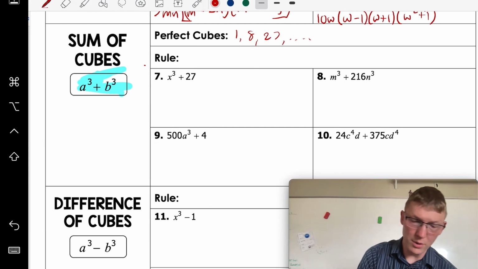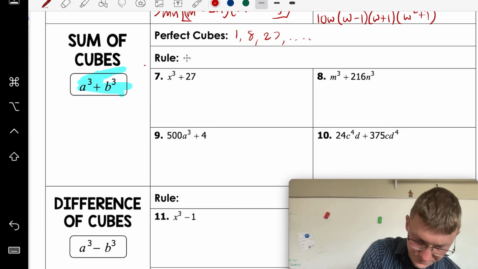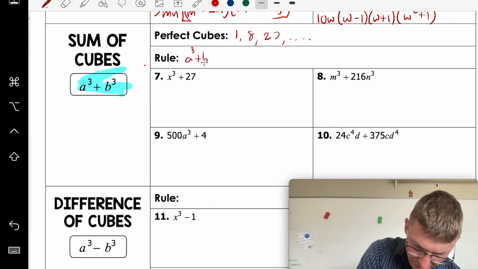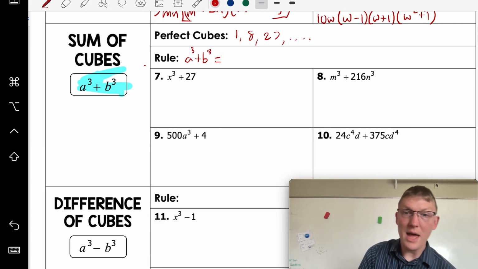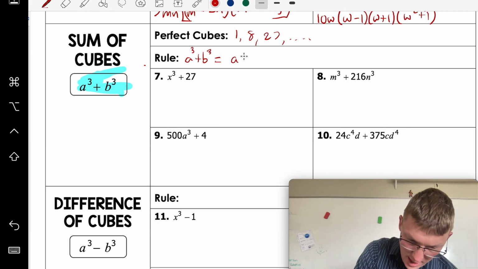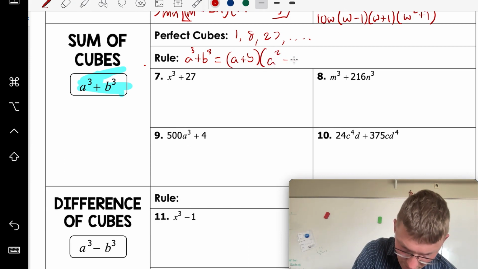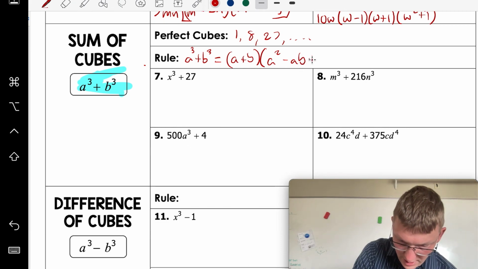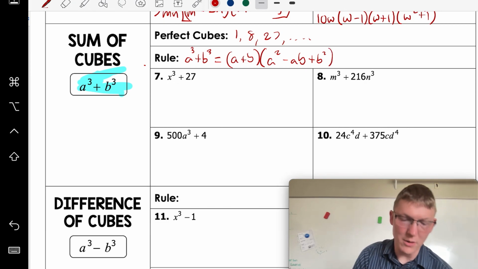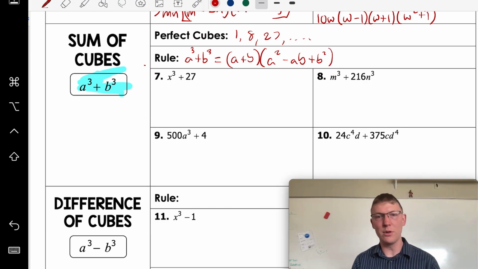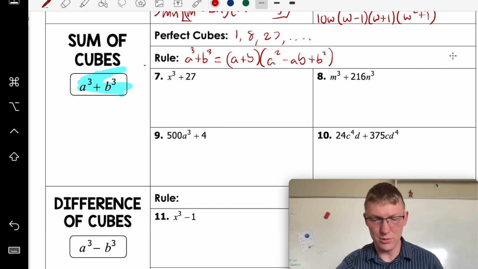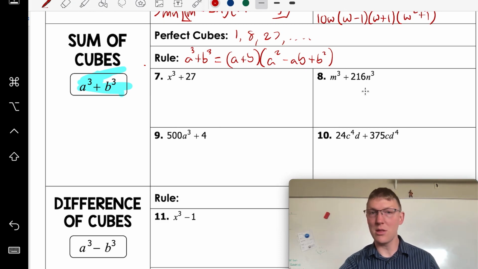So the rule is, if you have a sum of cubes, a cubed plus b cubed, that equals a plus b times a squared minus ab plus b squared. So this is just a pattern. It's a rule where all you have to do is plug stuff in the right place, and then you're going to be good to go.